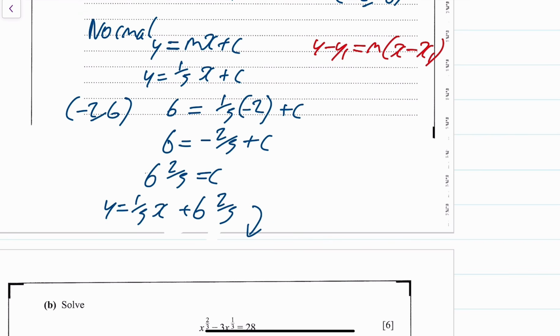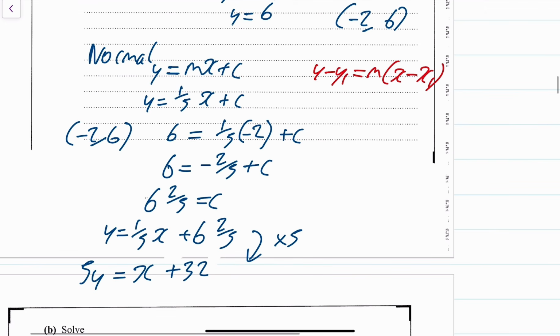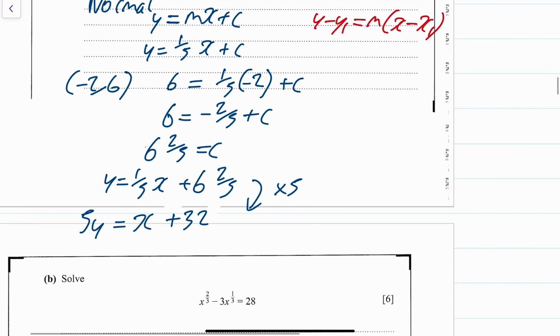So what we've got to do here is multiply through by 5. Do that on your calculator to make sure you get it right. What's 6 times 5? 6 times 5 is 30, and then 5 times the 2/5 would be 2. So that's just going to be plus 32. And then we would bring it all to one side, and then you're just going to have minus x plus 5y minus 32 equals 0. That should be the answer.